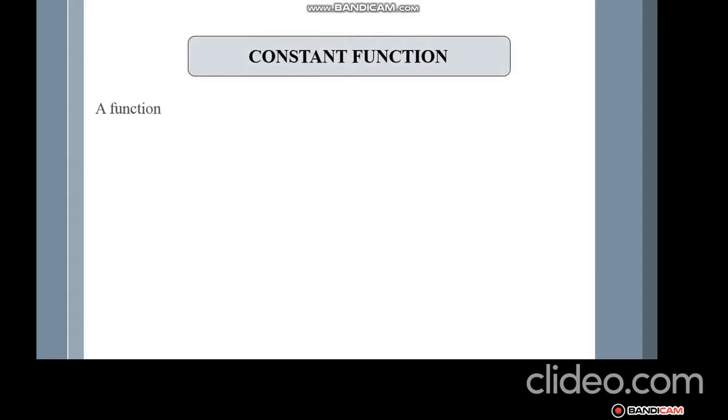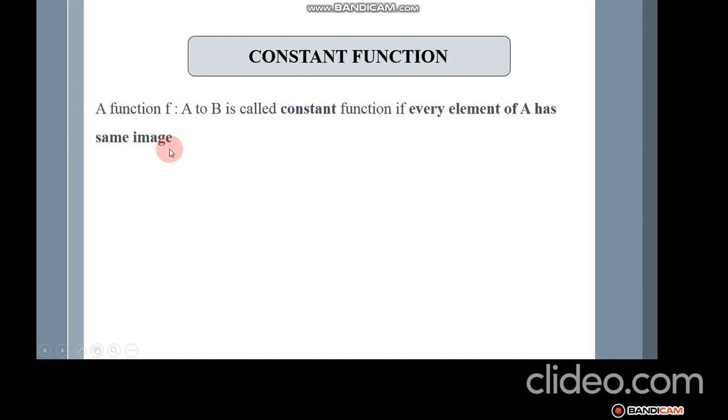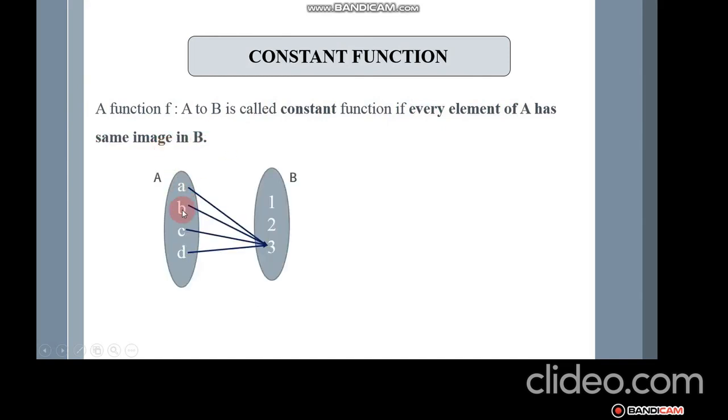Next, constant function. A function f from A to B is called a constant function if every element of A has the same image in B. Here is an example. Here A, B, C, D all map to 3. So every element in A has the same image in B. That is said to be a constant function.